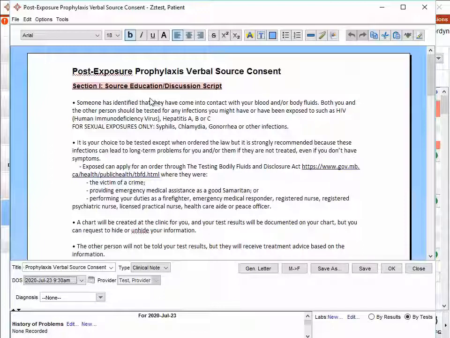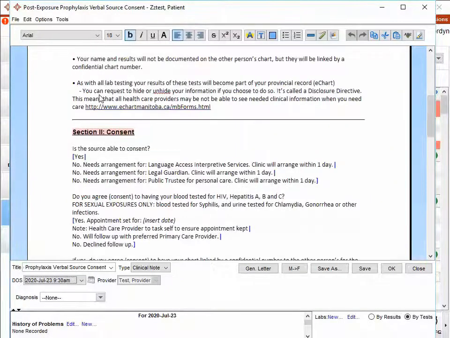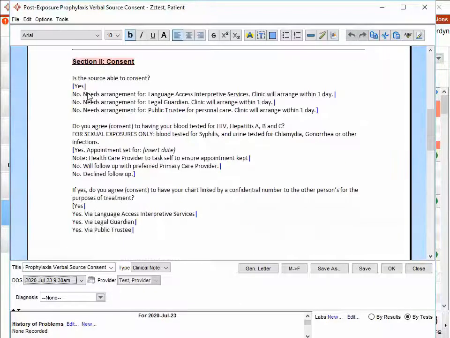Notice there are two different sections within the consent form. Section 1 is the source education discussion script. Section 2 is the actual consent. Notice how the pick list appears for the section number 2. To utilize the pick list, single clicking will keep all options within that selection.